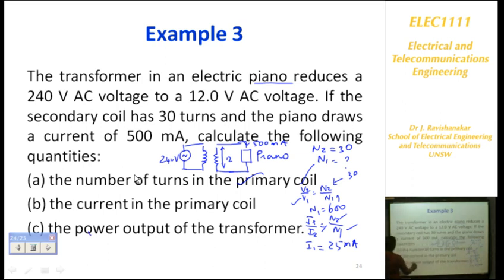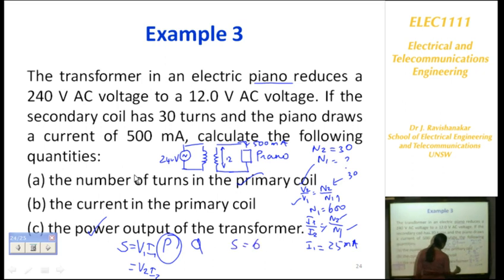And what is the power output of the transformer? You know the power, for a transformer we take only S. Because if we want the power output, in AC we have 3 powers, S, P and Q. And if we want the power output in terms of active power, we need to know the power factor. Since there is no mention of power factor here, we can calculate only the apparent power S, which is given by V1 I1, or it is the same as V2 I2. Now all these values are known, so you can either find V1 I1 or V2 I2. So this power works out to 6, and the unit of this apparent power is volt ampere. So 6 volt ampere.